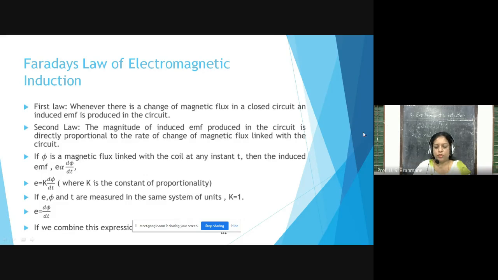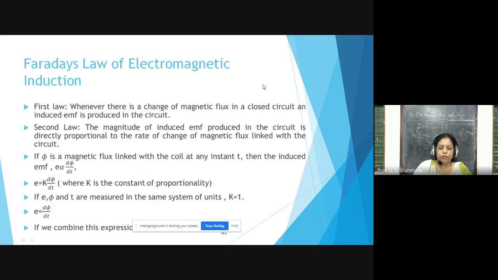After this, we are going to see the AC circuits also, which apply this principle. And second is the Lenz law, which we are going to study. So in this way, Faraday's law is very important in this electromagnetic induction.